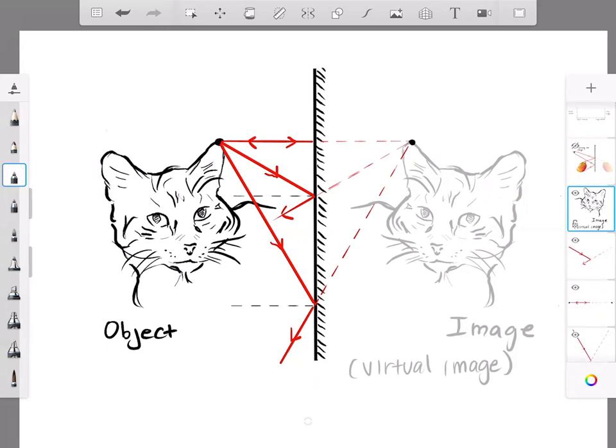It's not really there. Basically, what that means is if we were to put a screen or some sort of thing behind the mirror and place it there, no image will be projected. Later on, we will talk about what kind of mirrors are used to make real images.